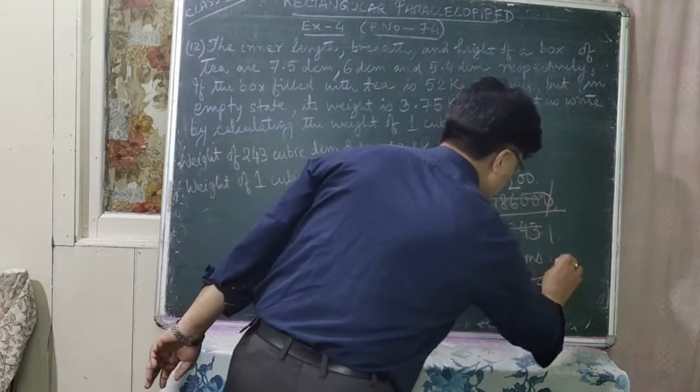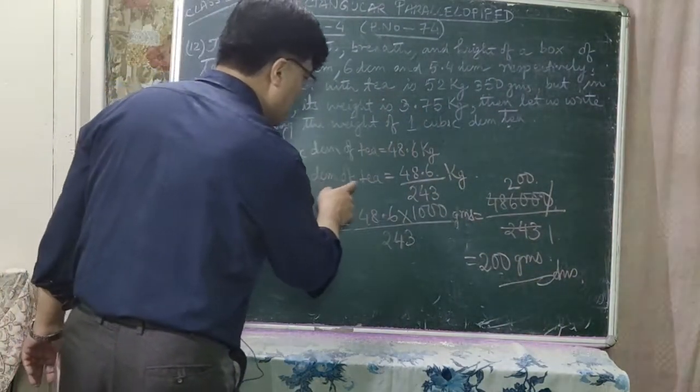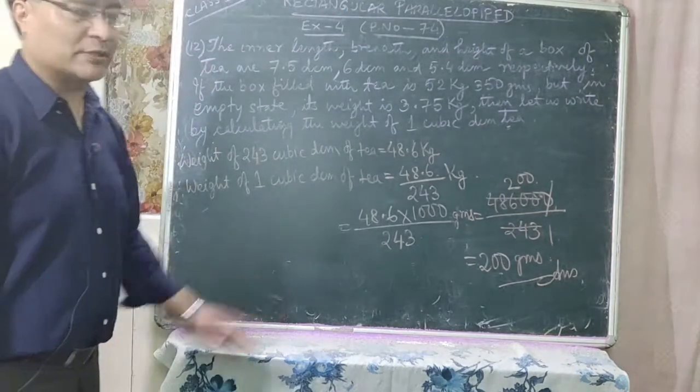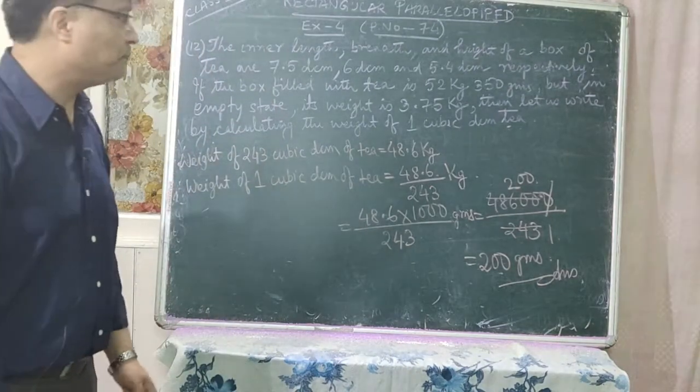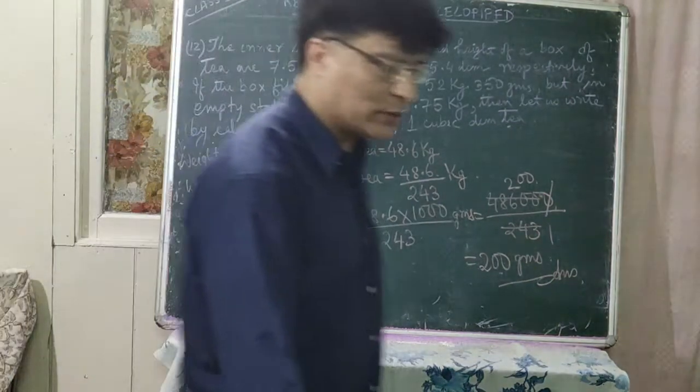So this is the final answer. That means what is the weight of 1 cubic decimeter of tea? It is 200 grams. So that is the final answer. So you can copy it. Now we'll do the next question.